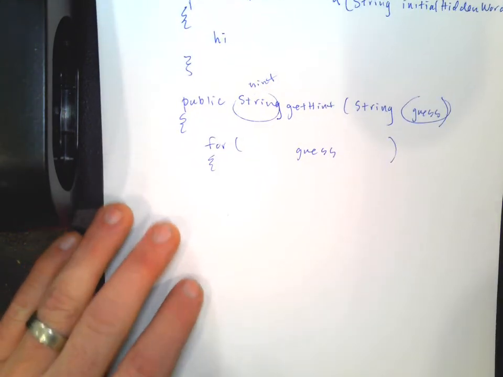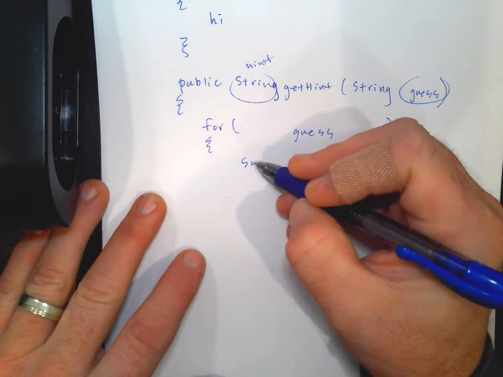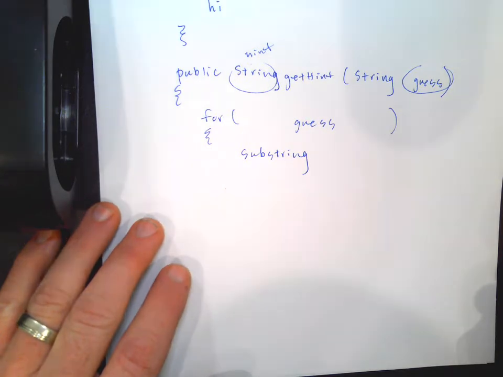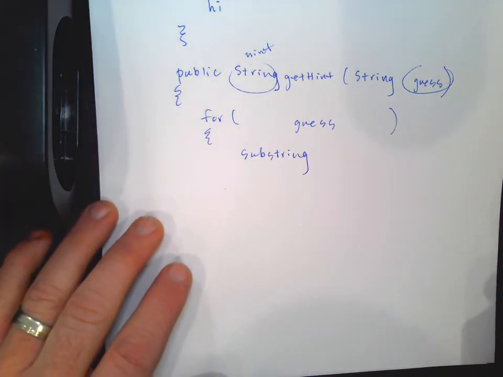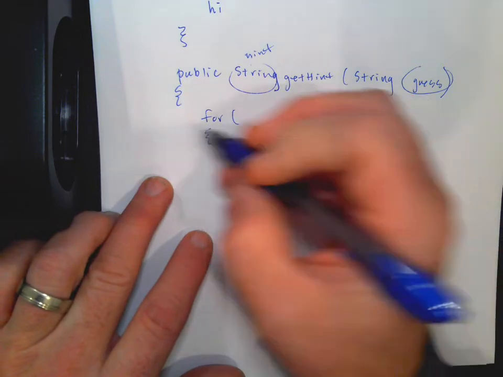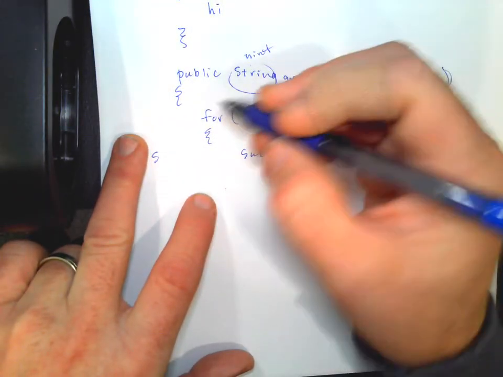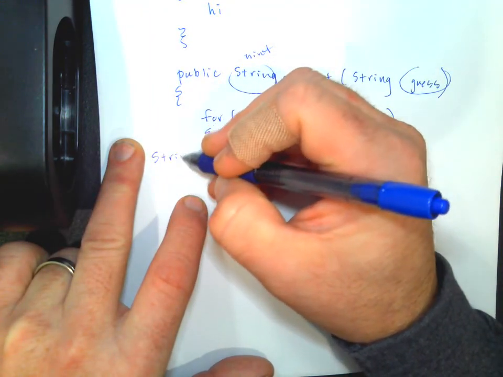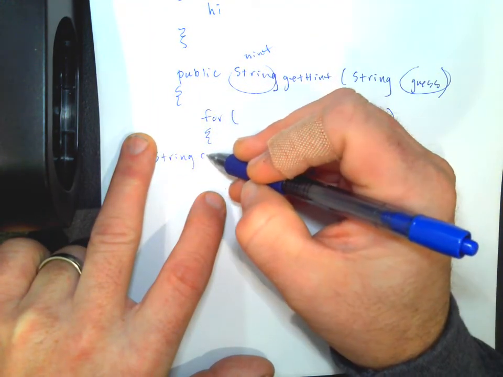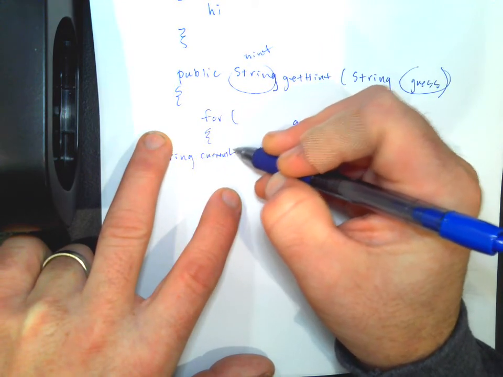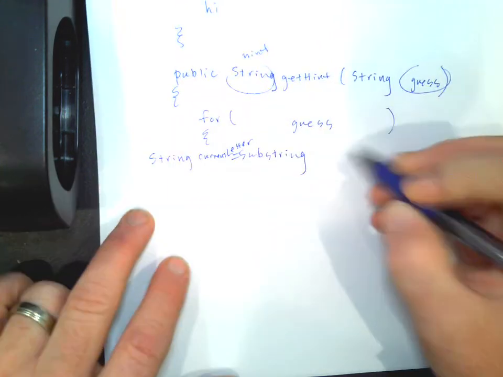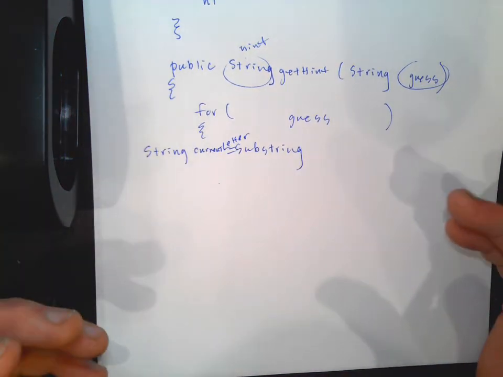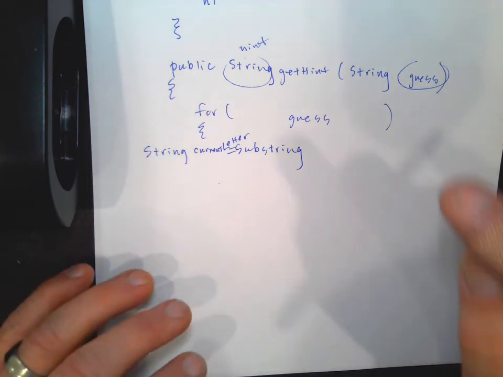Okay. You're going to need to use substring to pull the letter out. Pull one letter out at a time. And we could store it. We could create a variable. If you want, you could create a variable string, current letter or something like that, and assign it the current letter. So get that letter out, and now we're going through each letter in the guess.